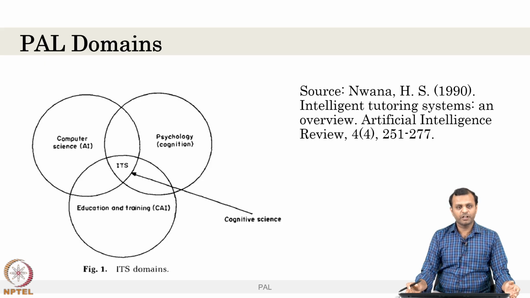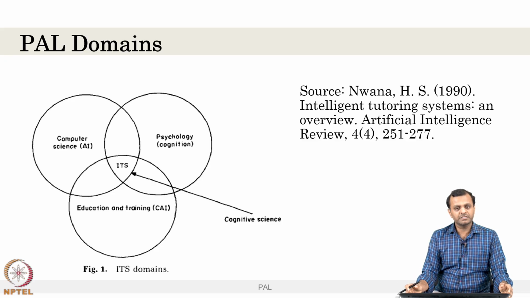I think as we mentioned in the last lecture, the name can be ITS, Computer Adaptive System, or Computer Intelligent Systems, CAL. So in the early 1990s, it was called ITS, Intelligent Tutoring Systems. Even now, it's called ITS. It's not that we changed, but we prefer the name PAL.